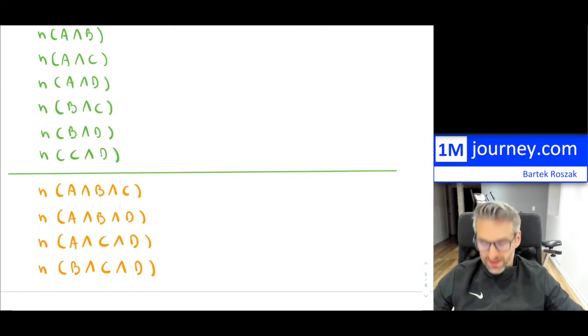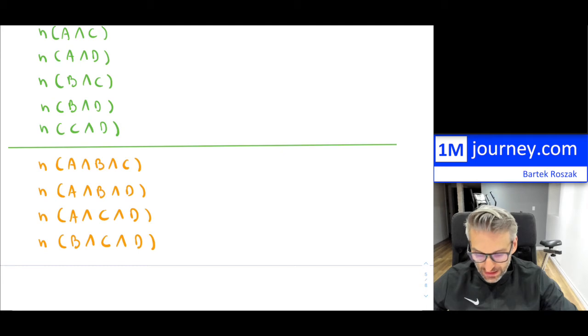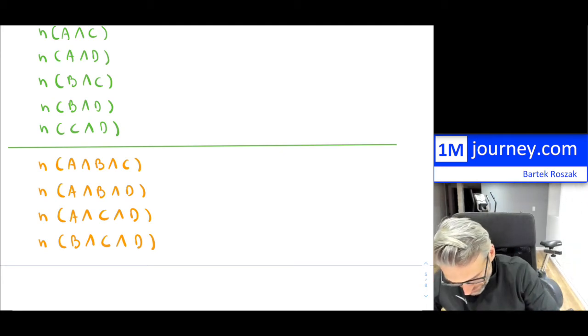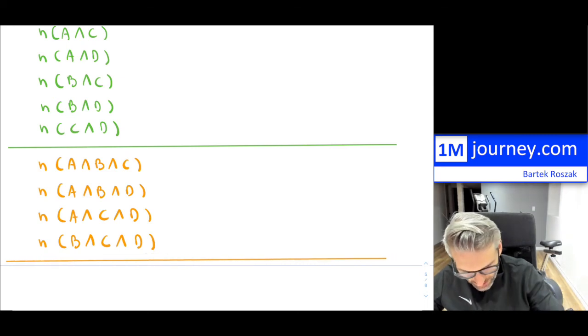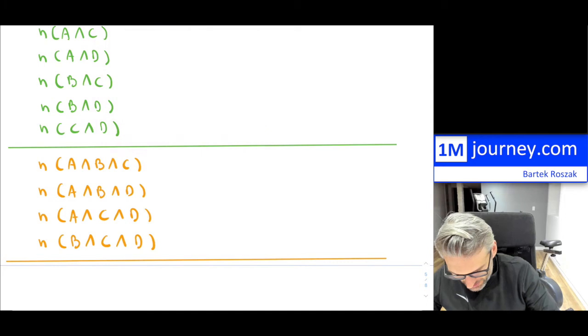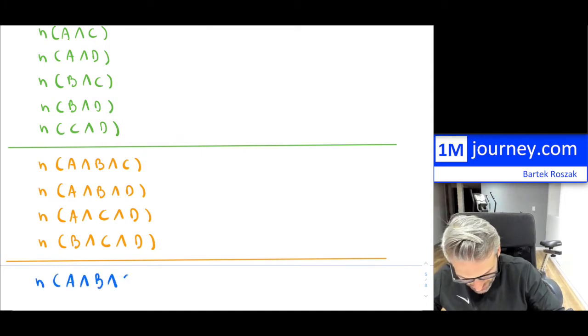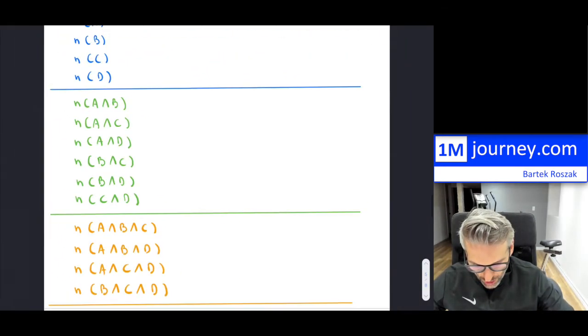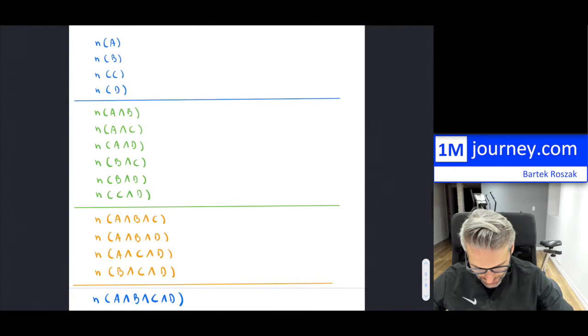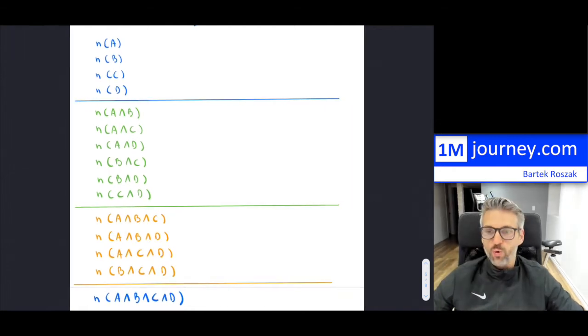Okay. Now, those are all the three intersections, because there's no other ones that we would have. So finally, this leaves us the last one, and that's going to be the intersection between all of them, A, B, C, and D. Okay, so that's a lot. I mean, if you look at this, that's going to be quite a lot of information within here.